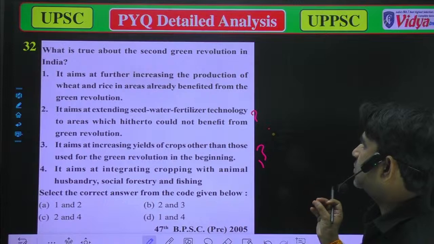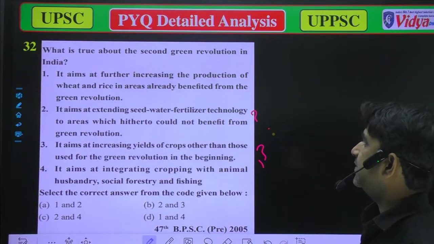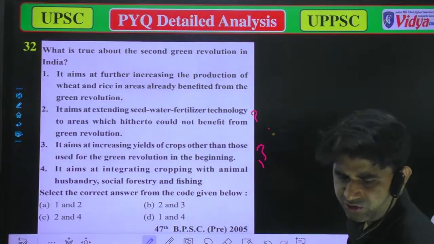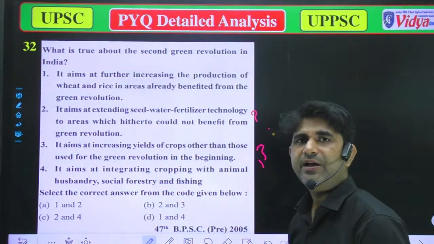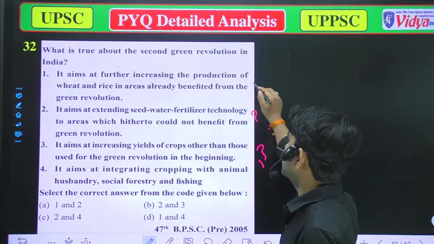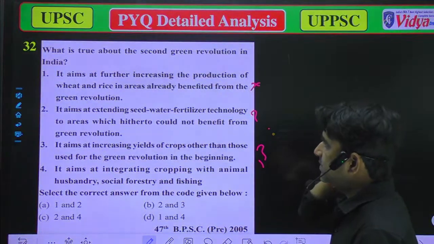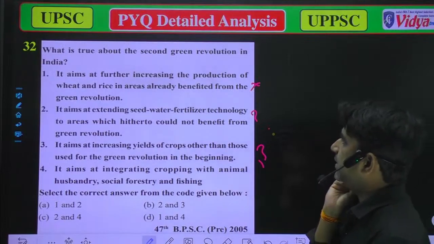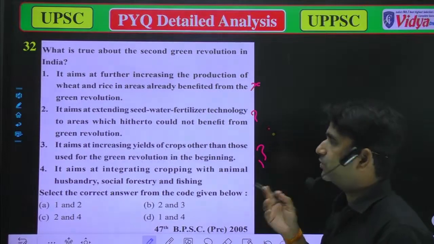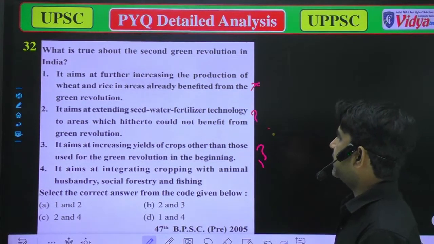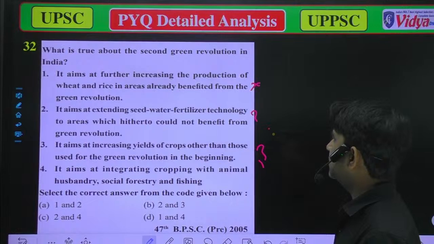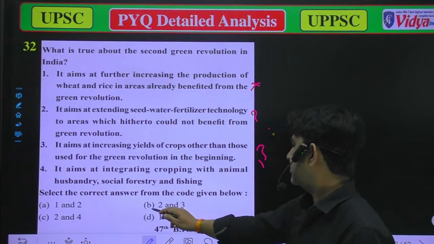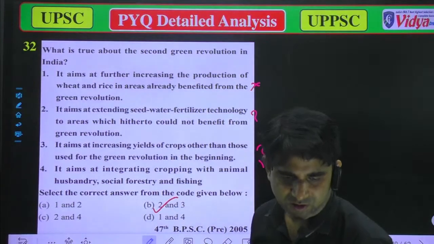But the first option, it aims at further increasing the production of wheat and rice in areas already benefited from the green revolution, is not true because we have already gained so much knowledge in that area. B, it aims at extending seed, water, and fertilizer technology to areas which could not benefit from the green revolution. Yes, that's true. C, it aims at increasing yield of crops other than those. So options 2 and 3 are correct. So we have option B. Now we'll move to the next question.